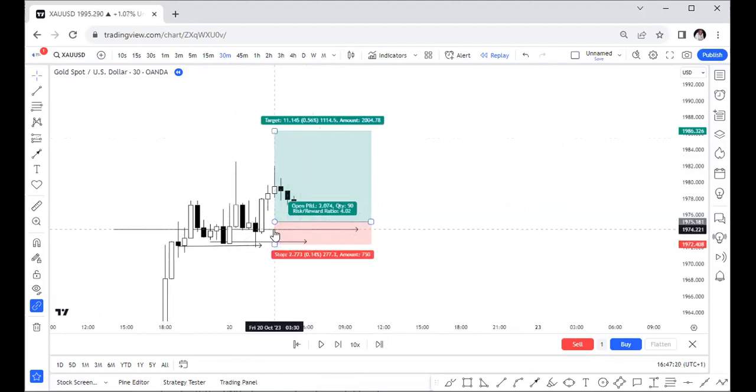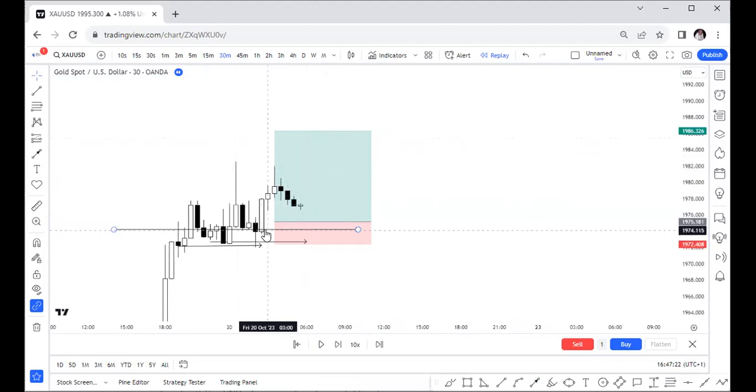To tap into this. But this is a fresh level. We want to see price tap into this place and trigger our position.